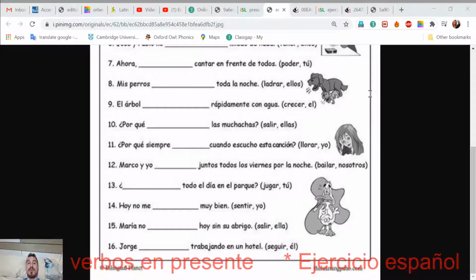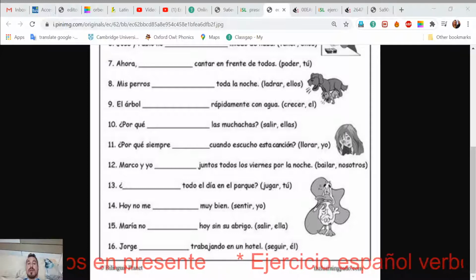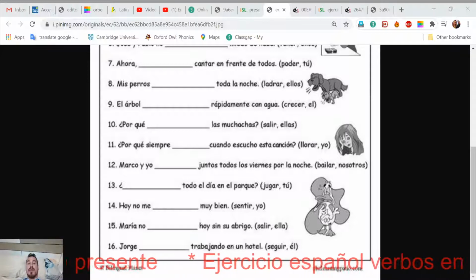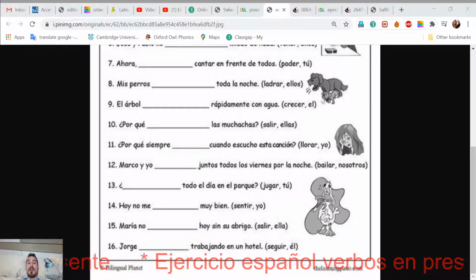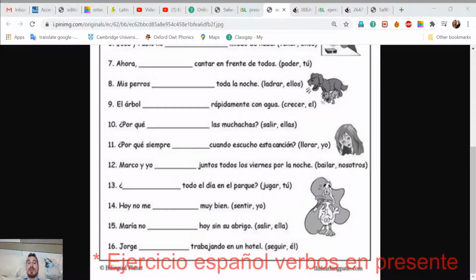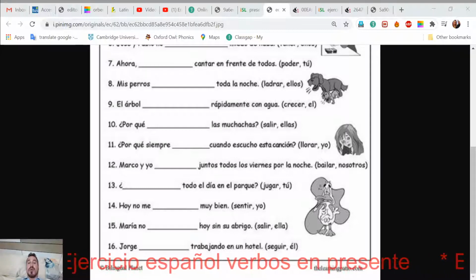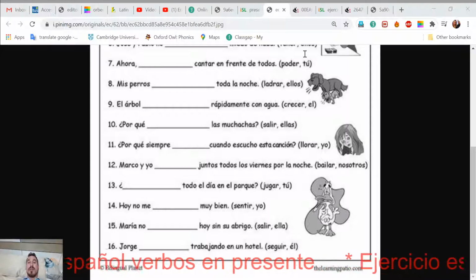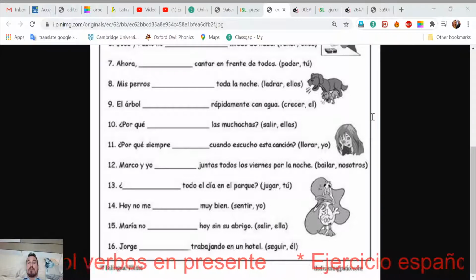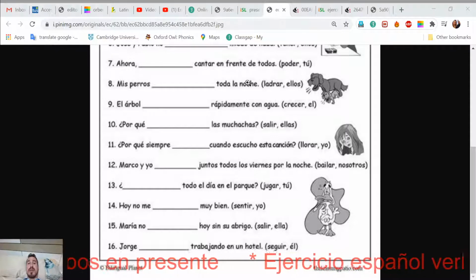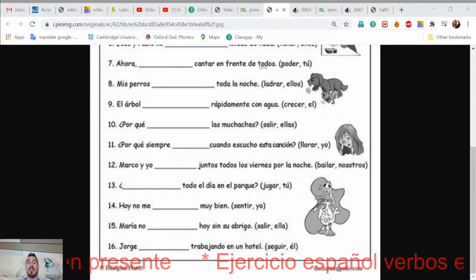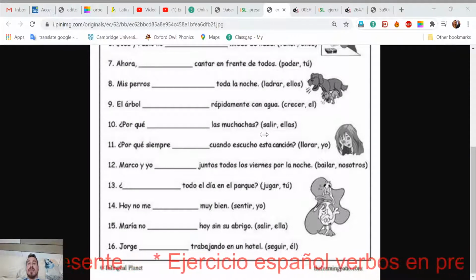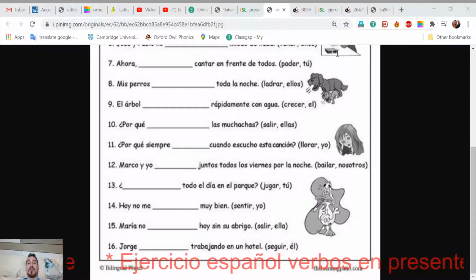13. Juegas todo el día en el parque. So do you play the whole day in the park? So yeah, this is a U goes to UE verb. It's actually the only one that has this change. And remember this diphthong thing or any kind of irregularity never happened for nosotros and vosotros.